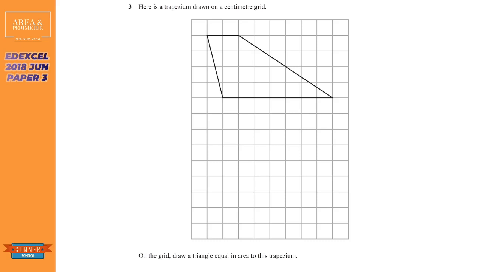And this question shows a trapezium on a centimetre grid, so we're not given the dimensions on it, but it's a centimetre grid, so we can easily work them out. And we're asked to draw a triangle equal in area. So we've got to first of all work out what the lengths are.